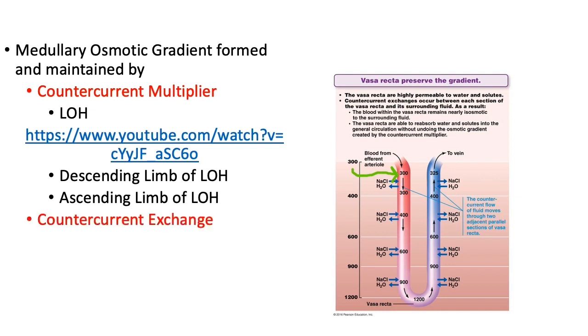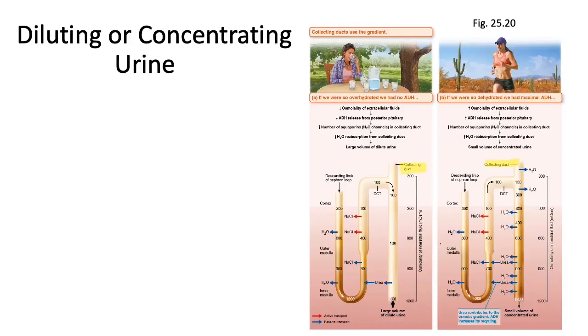The countercurrent exchange mechanism helps maintain this osmotic gradient. This involves the vasa recta capillaries, which surround the loop of Henle of the juxtamedullary nephrons. The kidneys maintain plasma volume by either diluting or concentrating your urine. The collecting ducts within the kidneys are where the concentration or the dilution of the urine occurs. Remember that the collecting ducts go through an interstitial fluid containing an osmotic gradient.